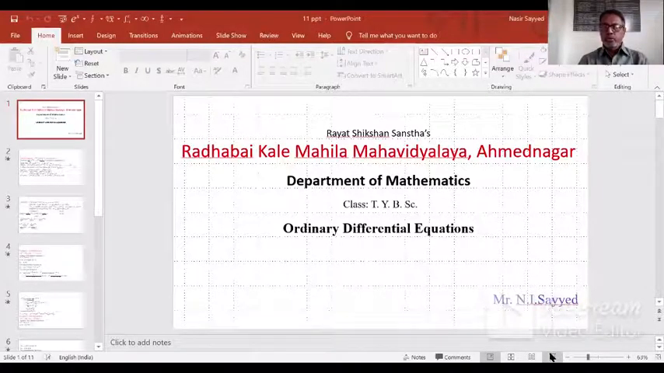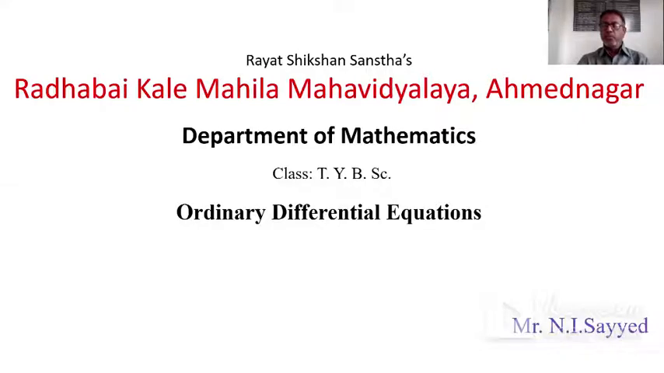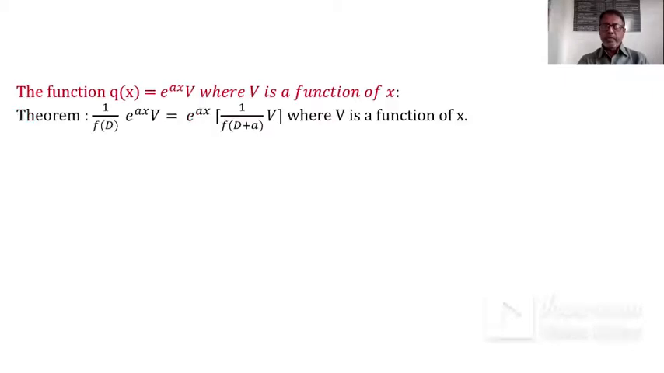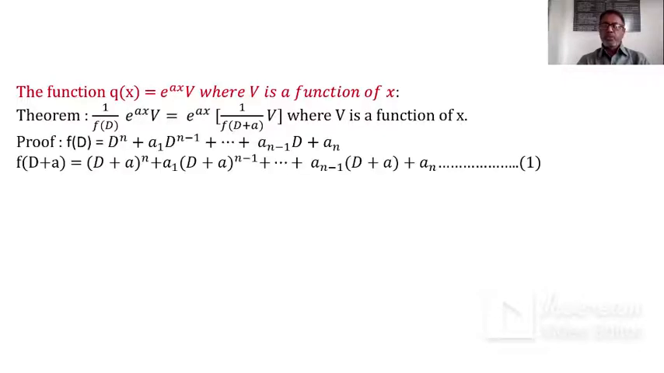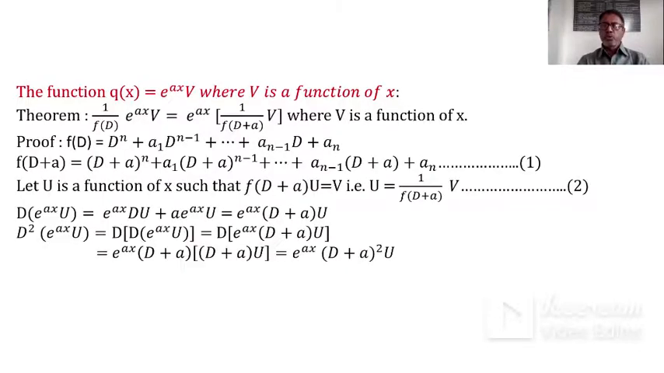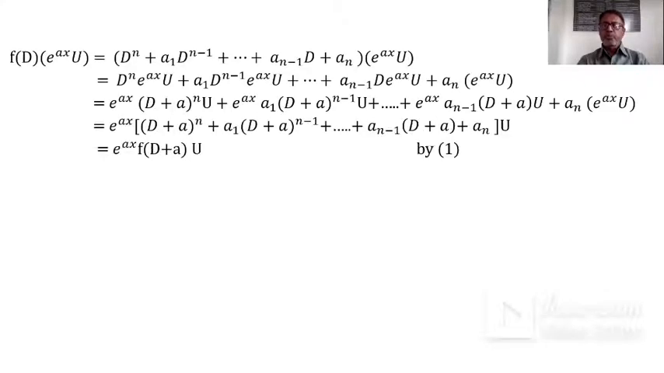We have seen this theorem last time, and also we have seen the proof of this theorem. The theorem is that 1 upon f of t operating on e to the power ax v is equal to e to the power ax times 1 upon f of t plus a operating on v, where v is a function of x. Now we want to see an example based on this topic.